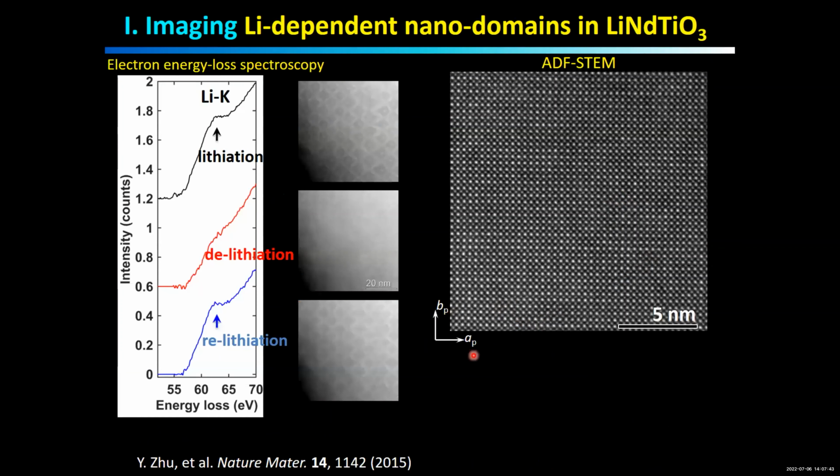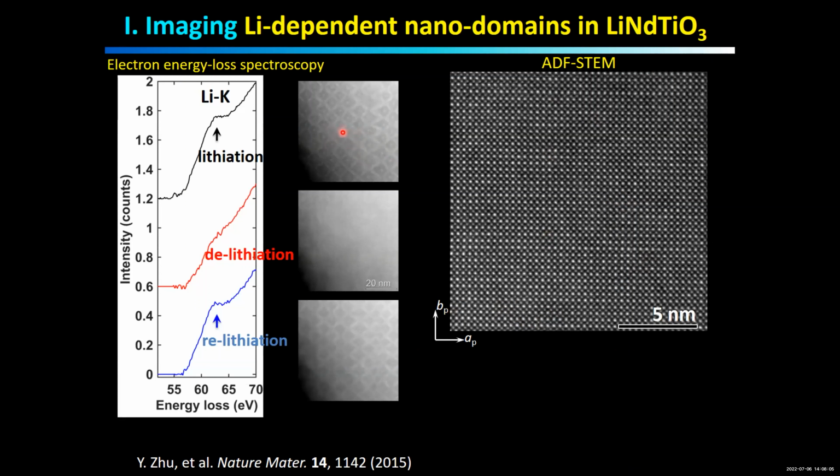This has been very useful when I work on this lithium solid electrolyte material, lithium neodymium titanate, or LNT. LNT is not a particularly good solid electrolyte, but it exhibits an interesting nanodomain structure, which is periodic in 2D.